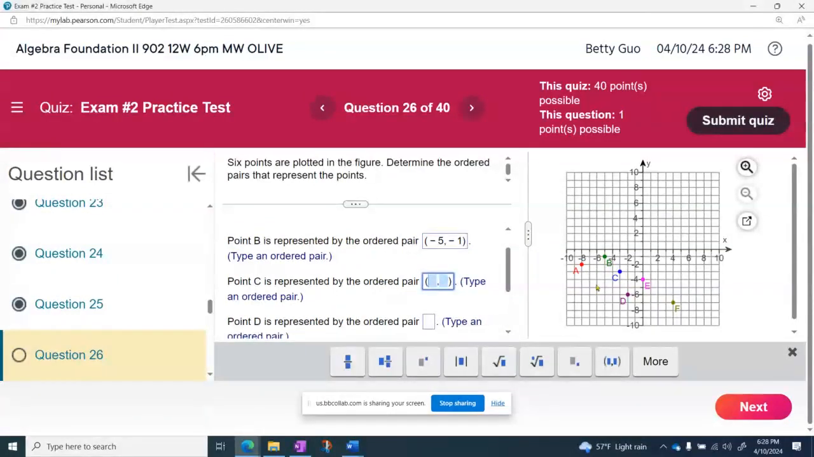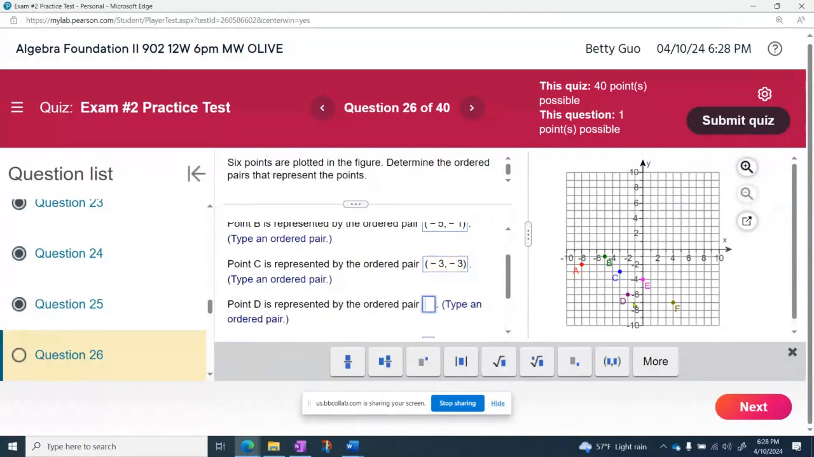C is here, quadrant 3 as well. 1, 2, 3, -3 comma -3. Point D is also in quadrant 3, -2 comma -6, I would say. -2 comma -6.